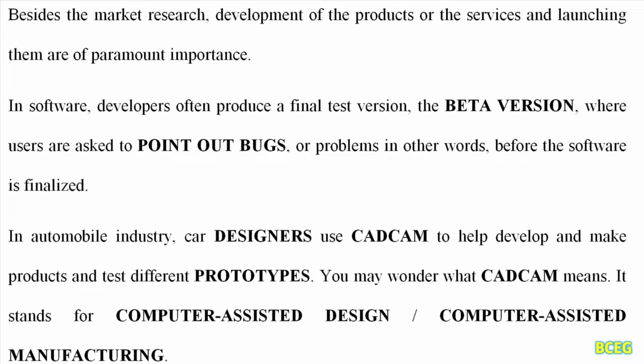Besides the market research, development of the products or the services and launching them are of paramount importance. In software, developers often produce a final test version, the beta version, where users are asked to point out bugs or problems, in other words, before the software is finalized.